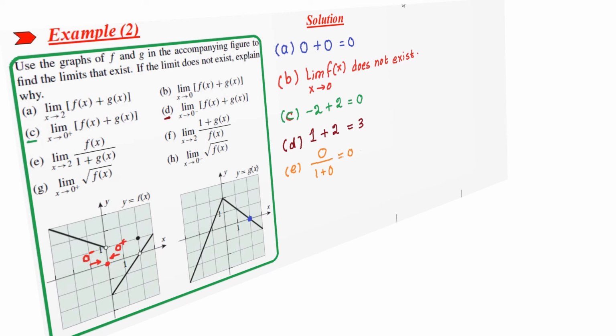Now in part F, this is part F, limit 1 plus g of x divided by f of x when x goes to 2. So we have 1 plus limit g of x when x goes to 2 equals to 0, and also divide by limit f of x, which is equals to 0 when x goes to 2. So we have 1 divided by 0, which does not exist.